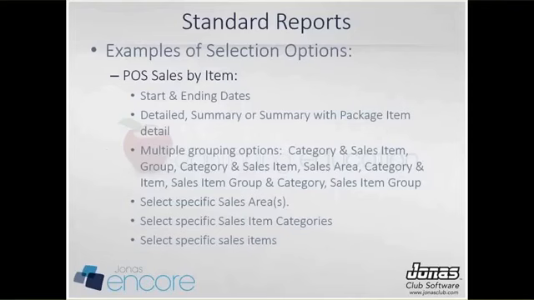Do I want to group by category? Do I want to group by group? Do I want to group by sales area? And then you can select your specific sales area. So if I'm just doing a food and beverage sales report, then I can exclude the golf area or the tennis shop. I can select specific sales item categories and then specific items as well. So if I want to know how many bottles of a certain type of wine I've sold, I can actually narrow that report down to say, just show me this bottle of red wine and the sales associated with it.